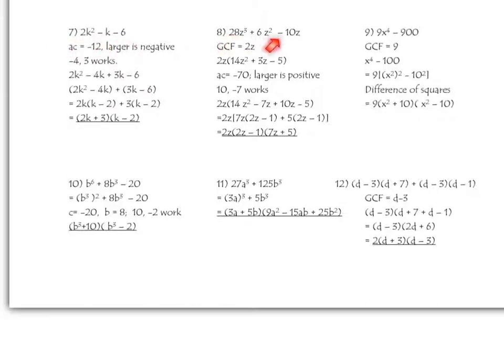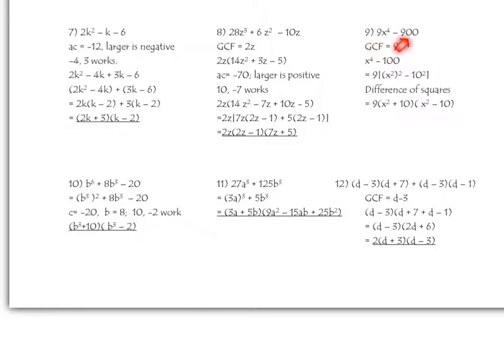And number 8, are there any common factors? Yes, the common factor is 2z. When we pull out a 2z, which I'll show you how to do on the next video, you're left with this. So you have to go through the process again. Make sure there are no common factors that you missed. And then, are there any perfect squares? No. Is there a 1 in front of the z squared term? No. So you use grouping to factor this. So your answer is going to look like this.